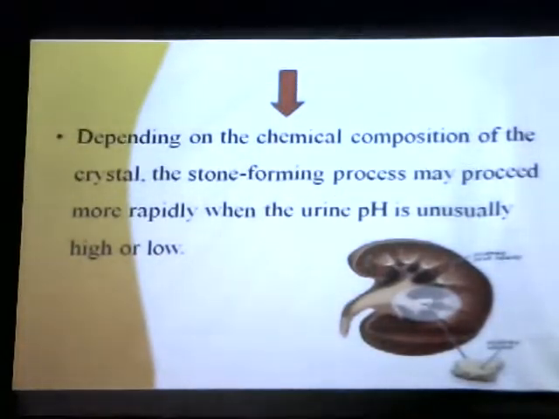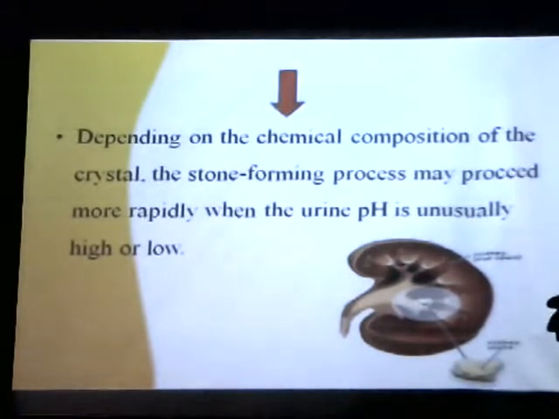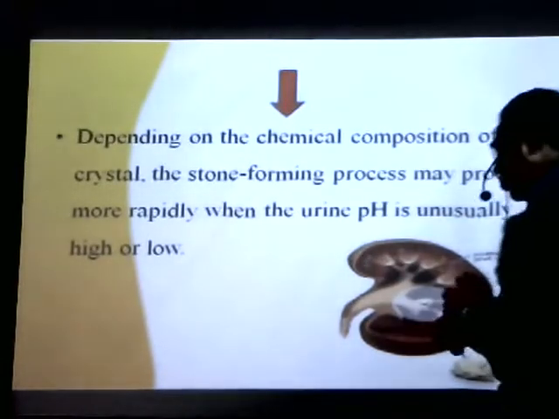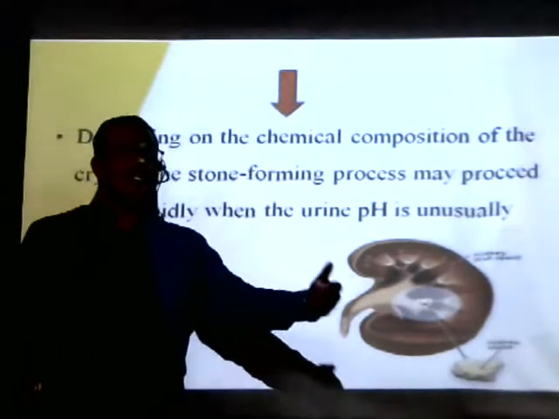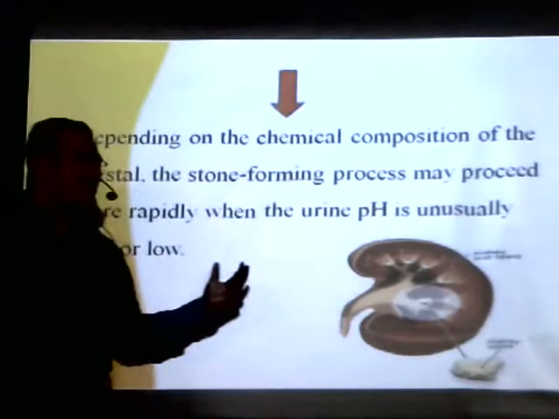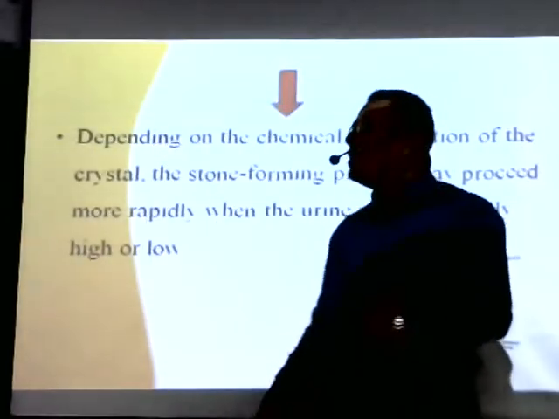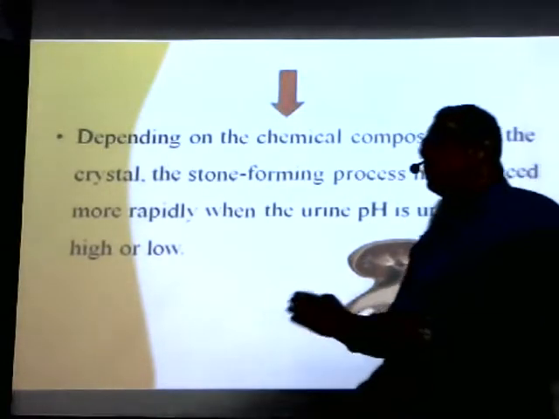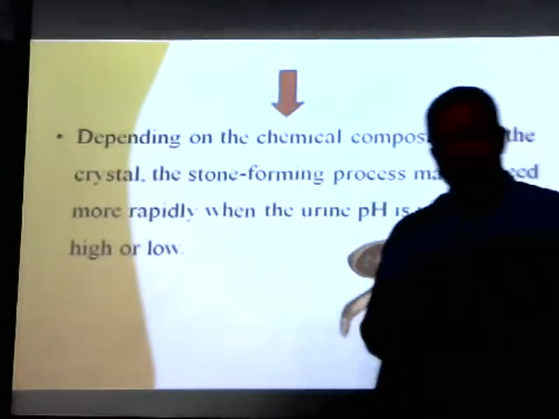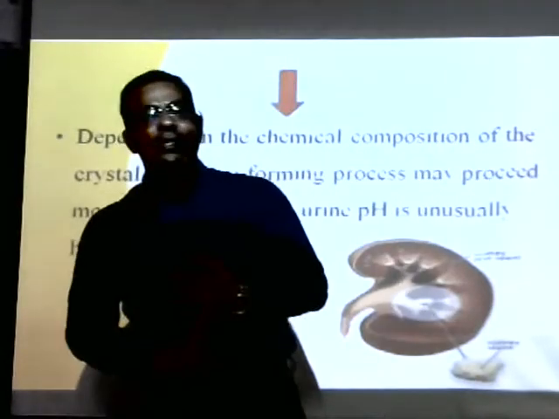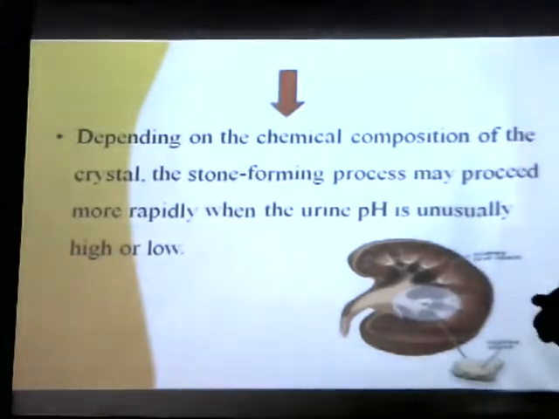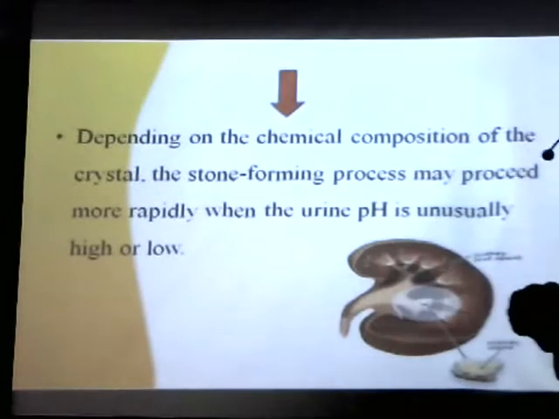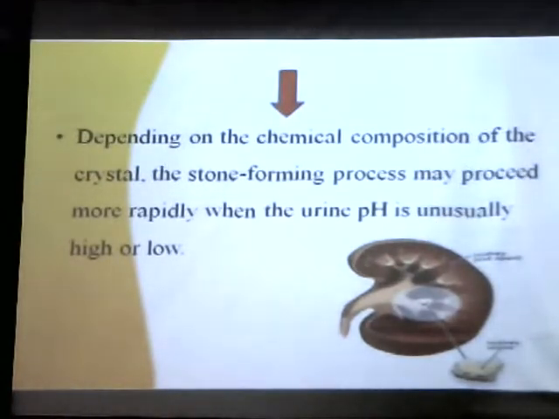Further, depending on the chemical composition of the crystal, the stone formation process may proceed more rapidly when the urine pH is unusually high or low. I am not saying that renal calculi will only form when the urine is acidic, nor that they will only form when the urine is alkaline. The fact is, it will all depend on the nature of the renal calculi, whether it is a calcium oxalate crystal, a uric acid crystal, or a calcium phosphate crystal. It can be anything, but the type of crystal will always depend on the urine pH.